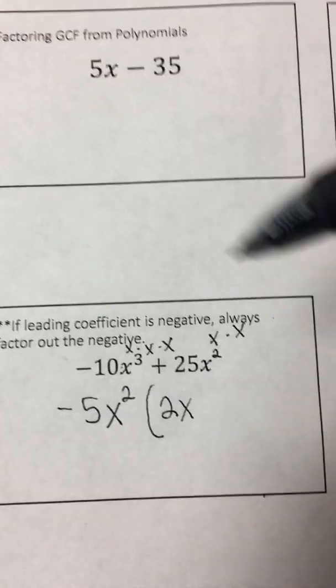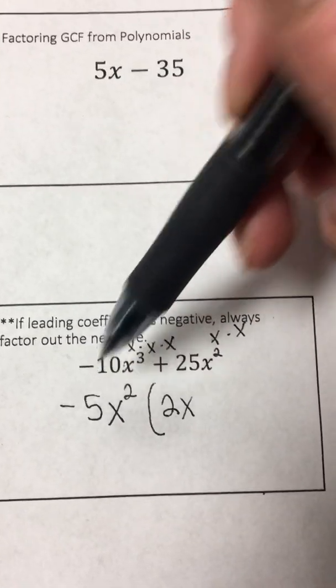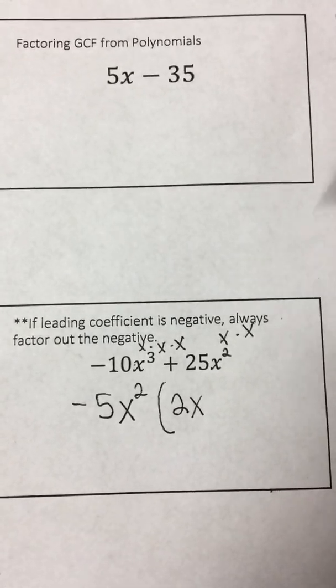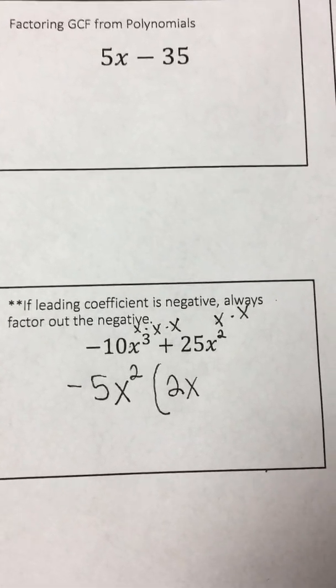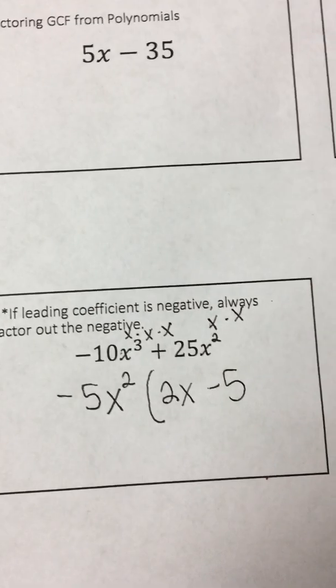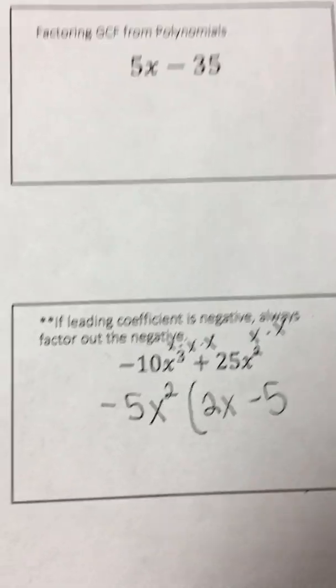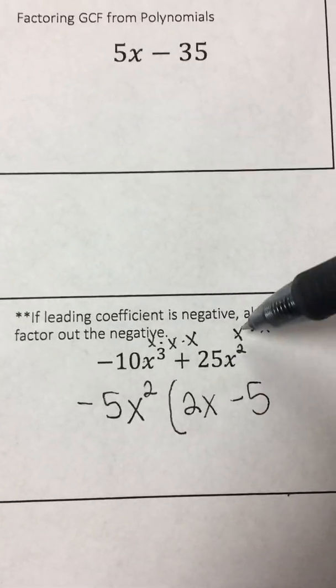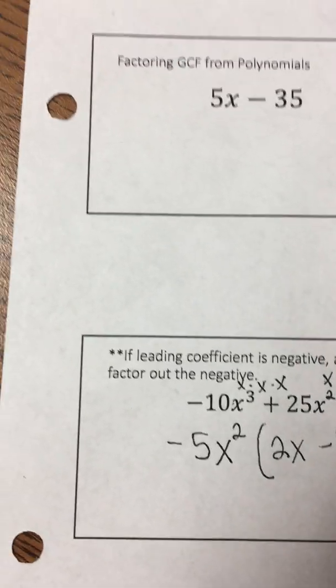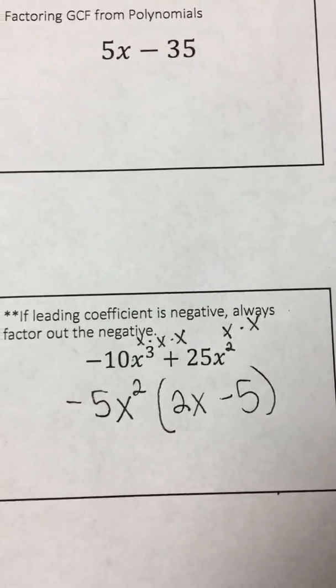Now, here's where I have to pay attention. Negative 5 times what number gives you a positive 25? Negative 5. And then x squared times what gives you x squared? Nothing. So there I am.